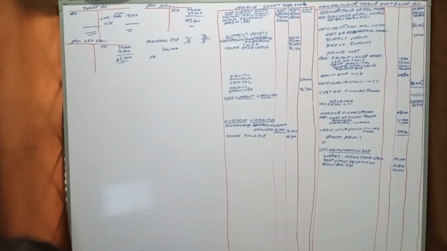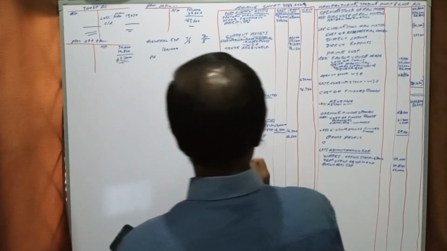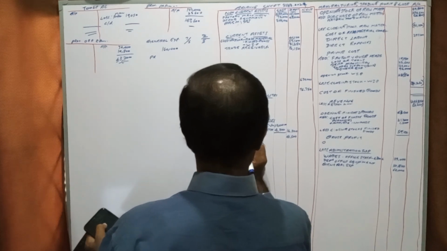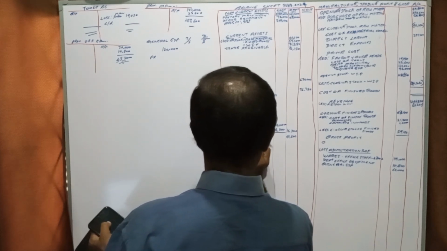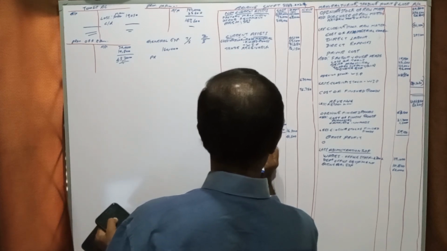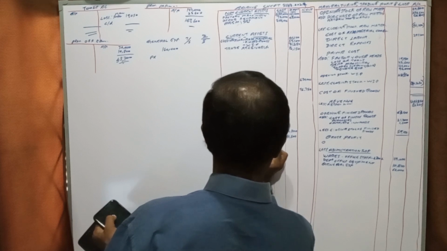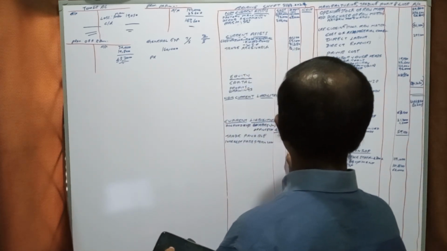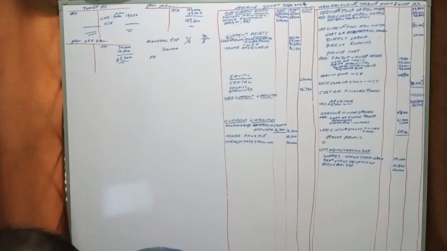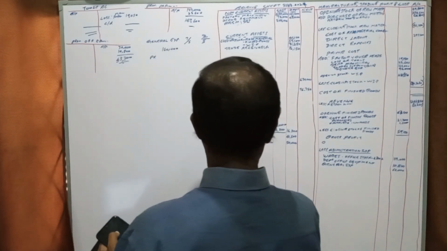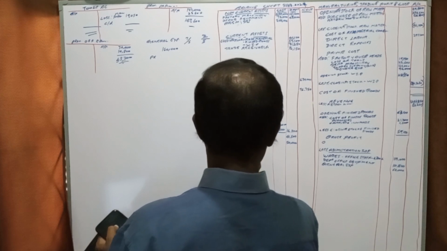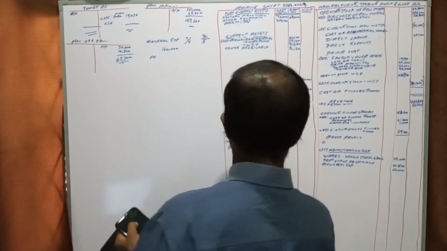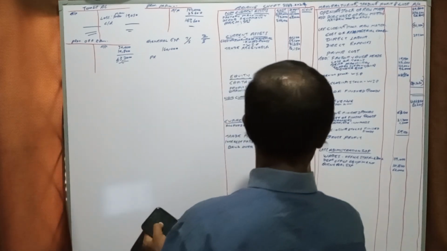And interest free short term loan, how much? 50,000. Bank overdraft 32,100.